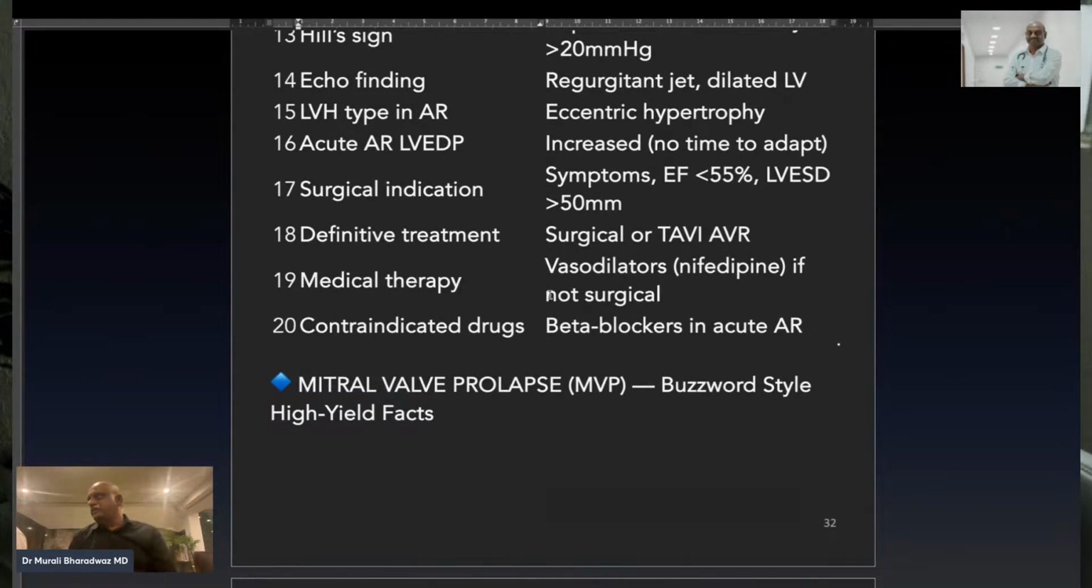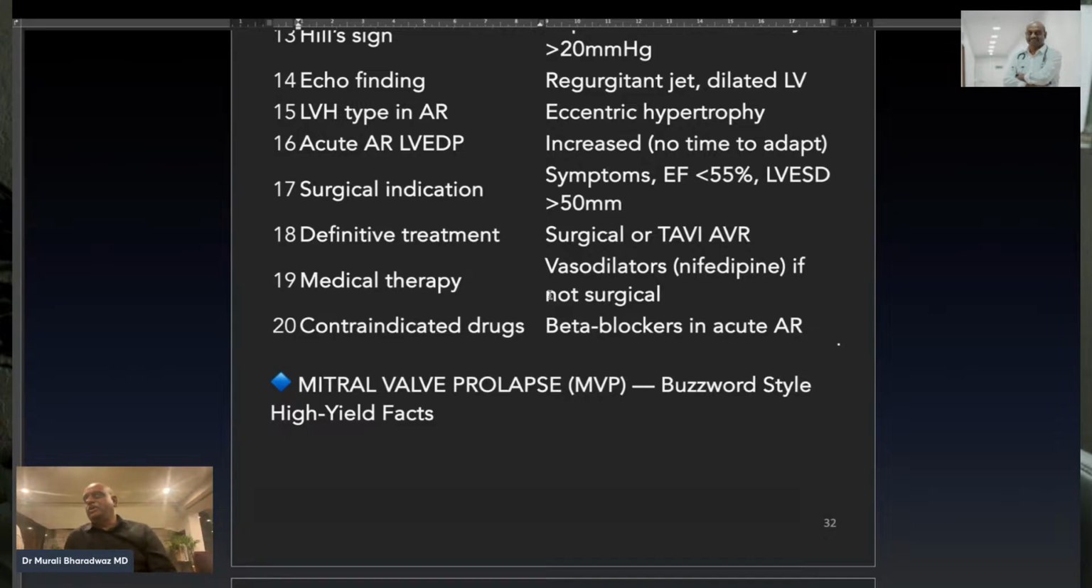Now, the echo finding. If you do a 2D echo, you can see the regurgitant jet and a dilated LV. And what is the type of hypertrophy that you see in aortic stenosis? Concentric hypertrophy. This is called eccentric hypertrophy. What's the difference? ChatGPT says concentric means round, and eccentric means not full round, not fully circumferential, it's concentrated on one part.